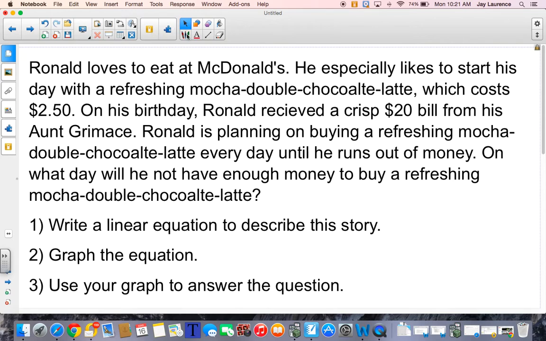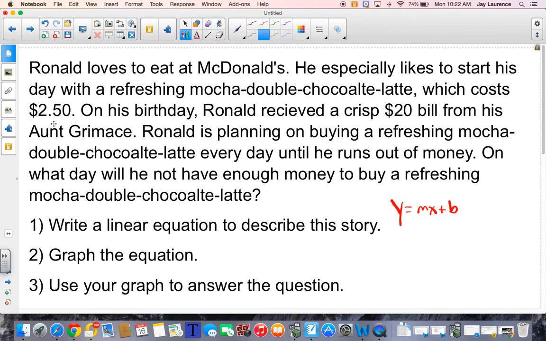Well, we're going to go slope-intercept form here again. So we're going to need y equals mx plus b. And I like to find the slope first. I think it's easy to find. Let's see. Cost $2.50, and then we got $20.